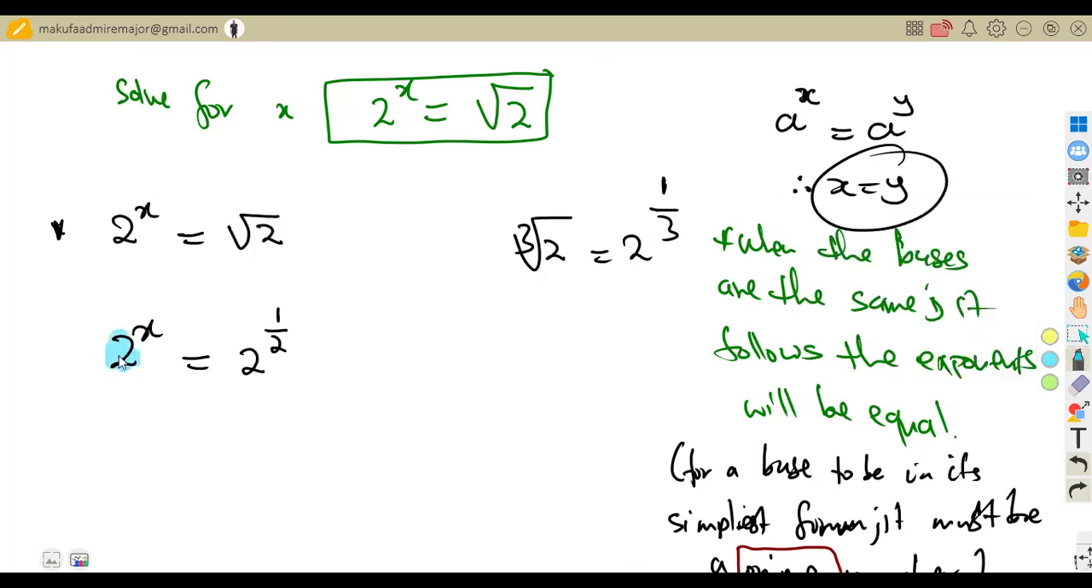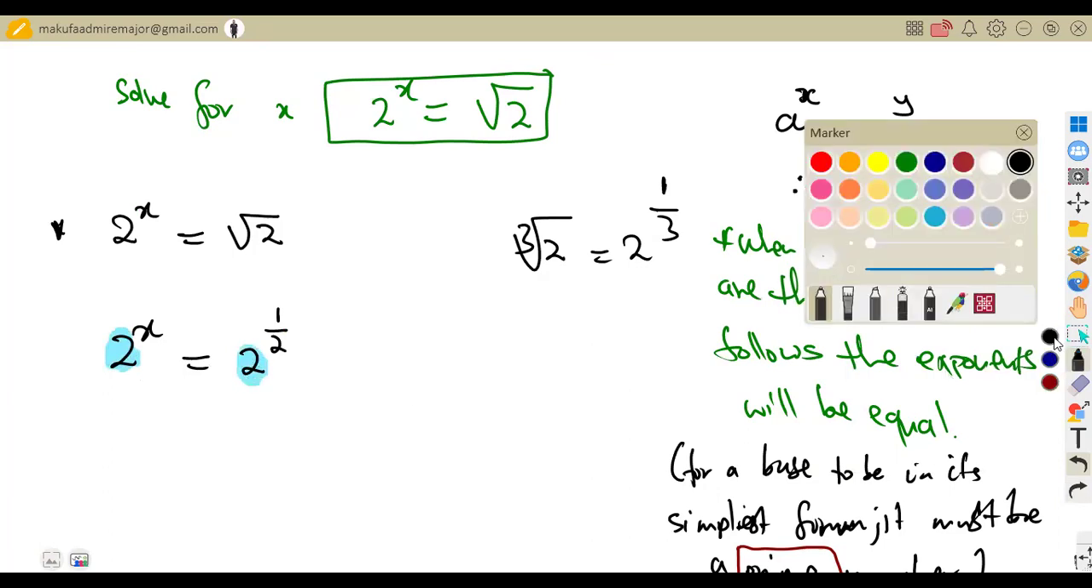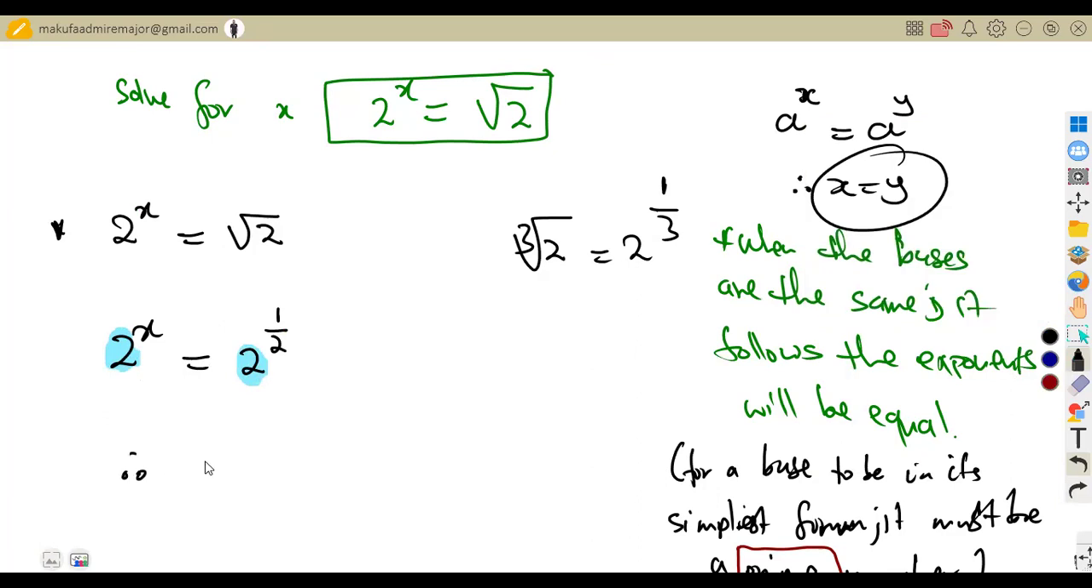We have got a 2 here, which is the same as a 2 that we are having. So there's nothing to be simplified there. We just have to equate our exponents. So therefore, we are saying x must be equal to what? Must be equal to the other exponent on the other side, which is x is equal to what? X must be equal to half.